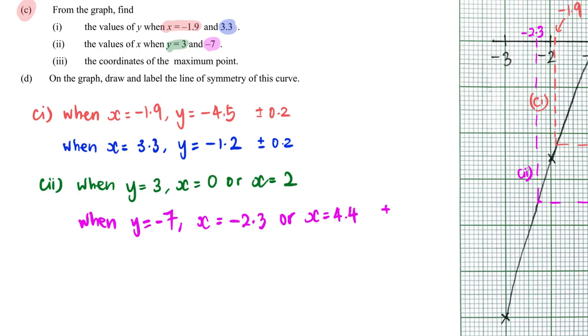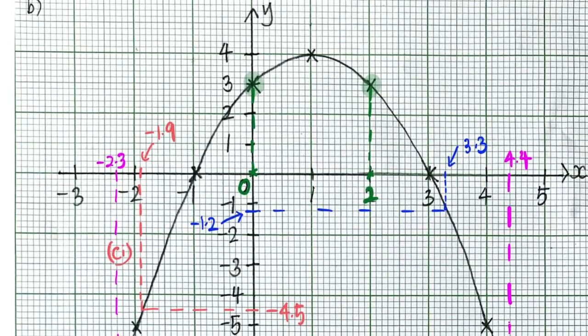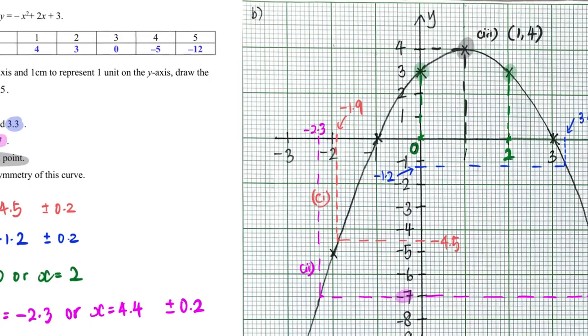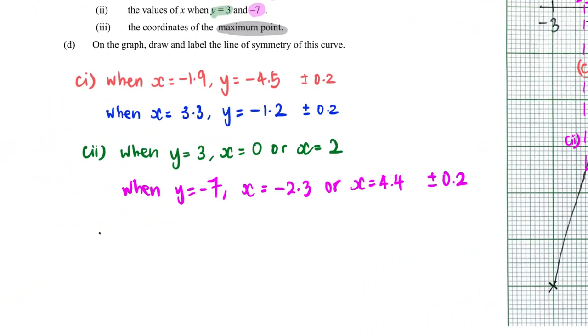Again, that's a plus minus 0.2 kind of accuracy. And the last one will be the coordinates of the maximum point. This one is pretty straightforward. The maximum point happens here. So C part 3, right? The answer is on top here. The maximum point, the coordinates will be 1 and 4. x is 1, y is 4. Okay, so I'm going to just write it down here. 1, 4.